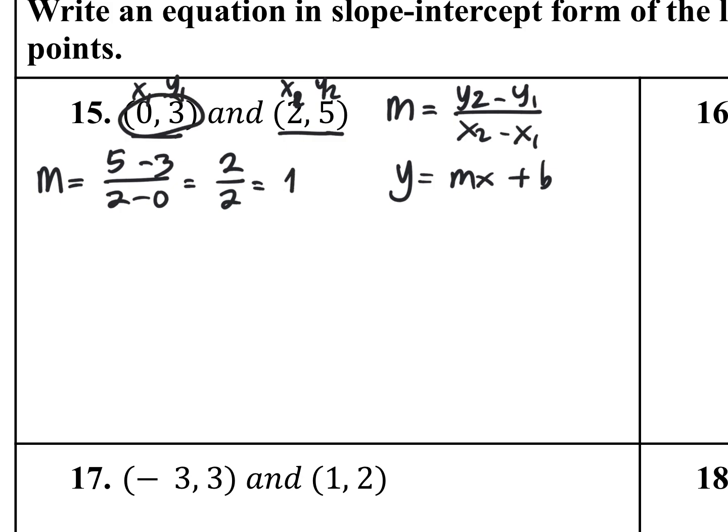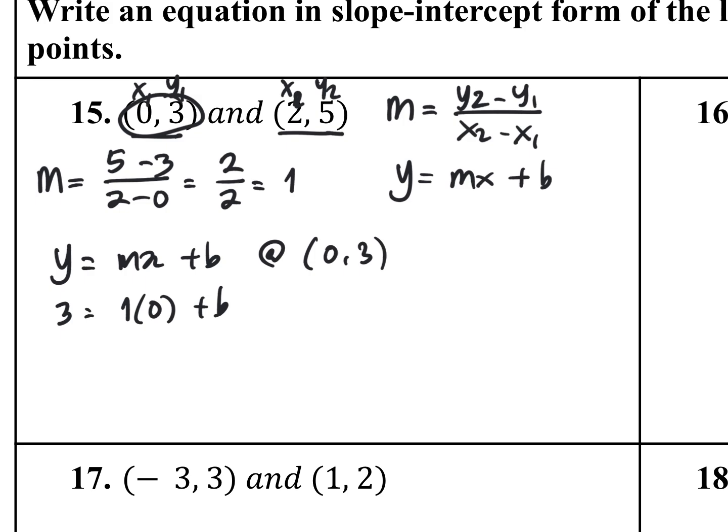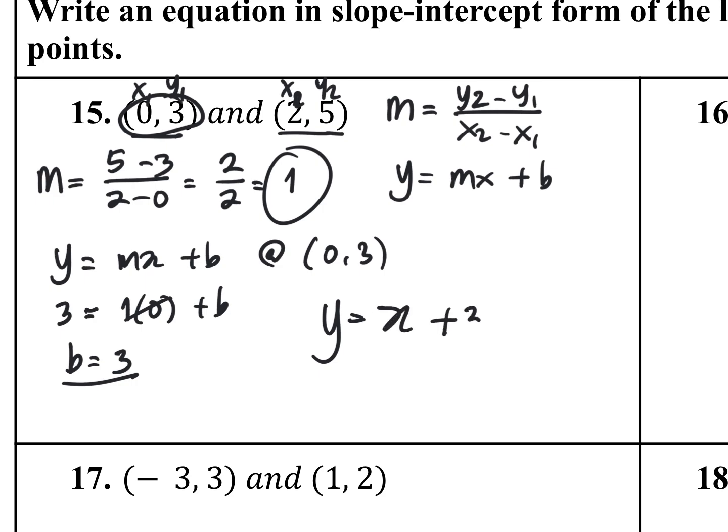Now I'm going to get the point 0, 3. y is equal to mx plus b at 0, 3. So my y here is going to be 3 is equal to 1 multiplied by 0 plus b. Now, this is going to just be 0. Therefore, the value of b here is equal to 3. Now, if we finalize our answer, it is going to be y is equal to x, here's your x, and then plus 3.